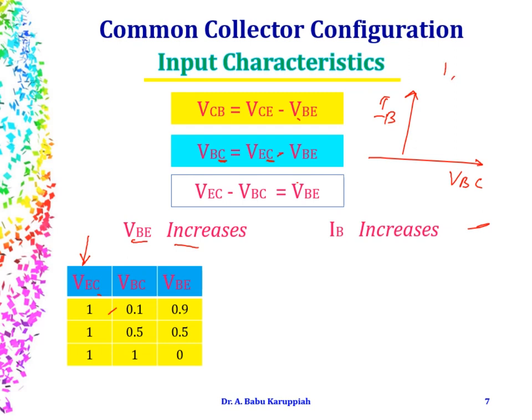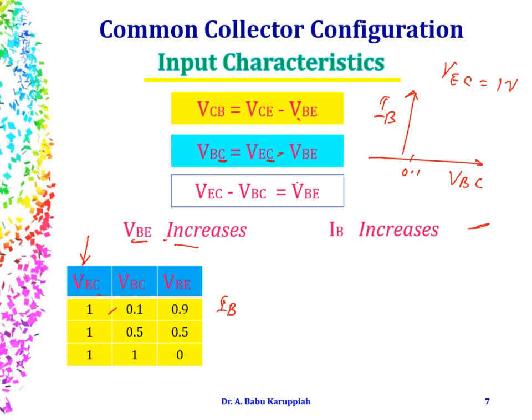Now VEC is going to be kept as 1 volt. Now we change VBC, I keep it at 0.1, right? So these are all random values that we take. With VBC at 0.1, VBE is 0.9. When VBE increases, IB increases. So the current IB is present.